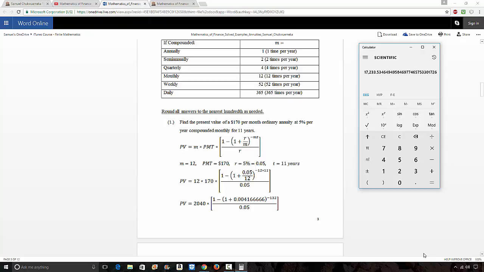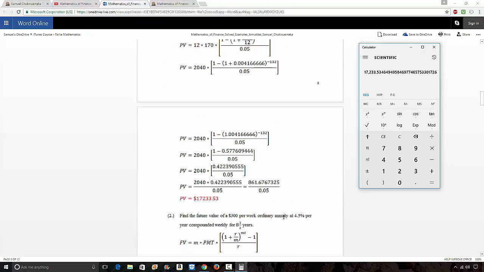So you can practice it, to be more familiar with it. Okay, so this gives us the present value right here.